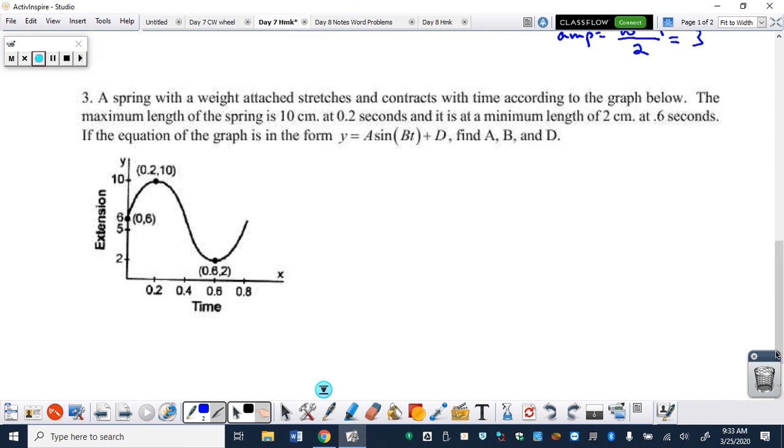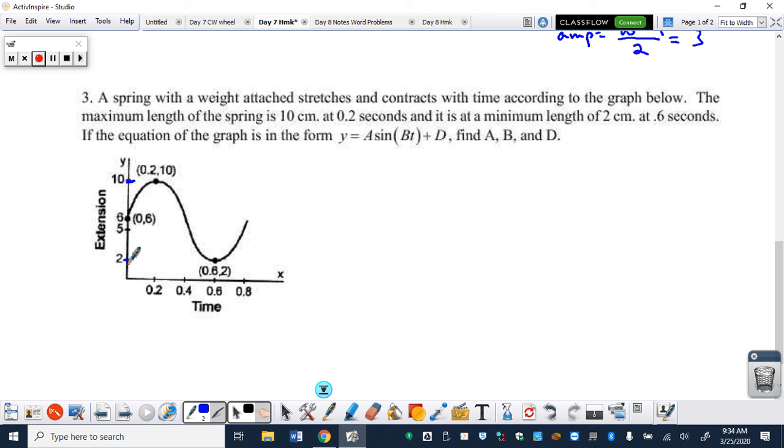Number 3, a spring with a weight attached stretches and contracts with time according to the graph below. The maximum length of the spring is 10 centimeters. So notice 10 is the maximum. At 2/10 of a second, and it is a minimum length of 2 centimeters at 6/10 of a second. If the equation of the graph is in the form of y equals a sine b times t plus d, find a, b, and d.